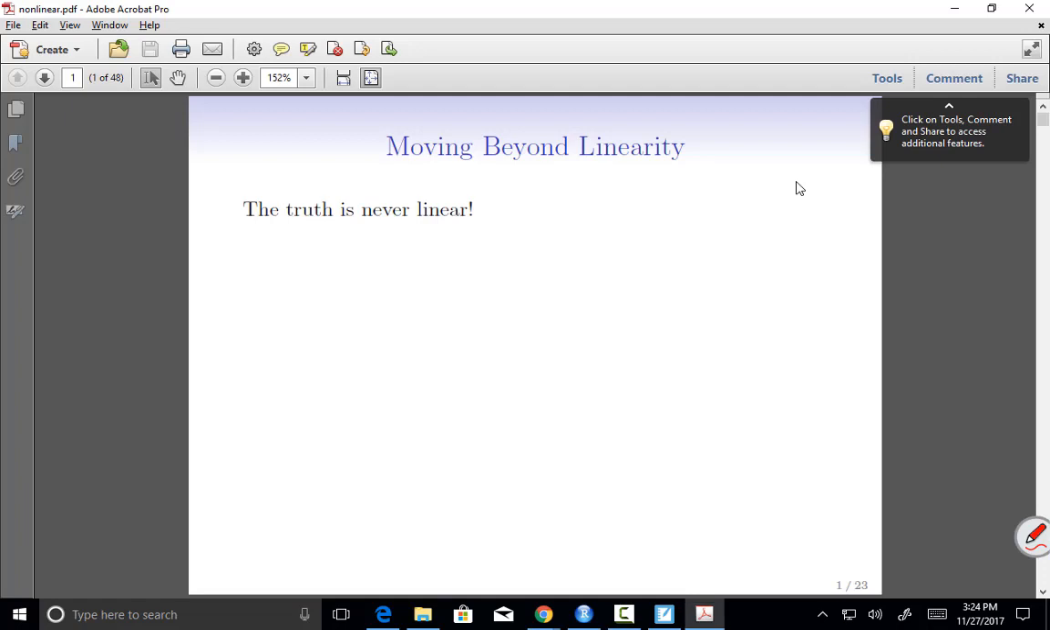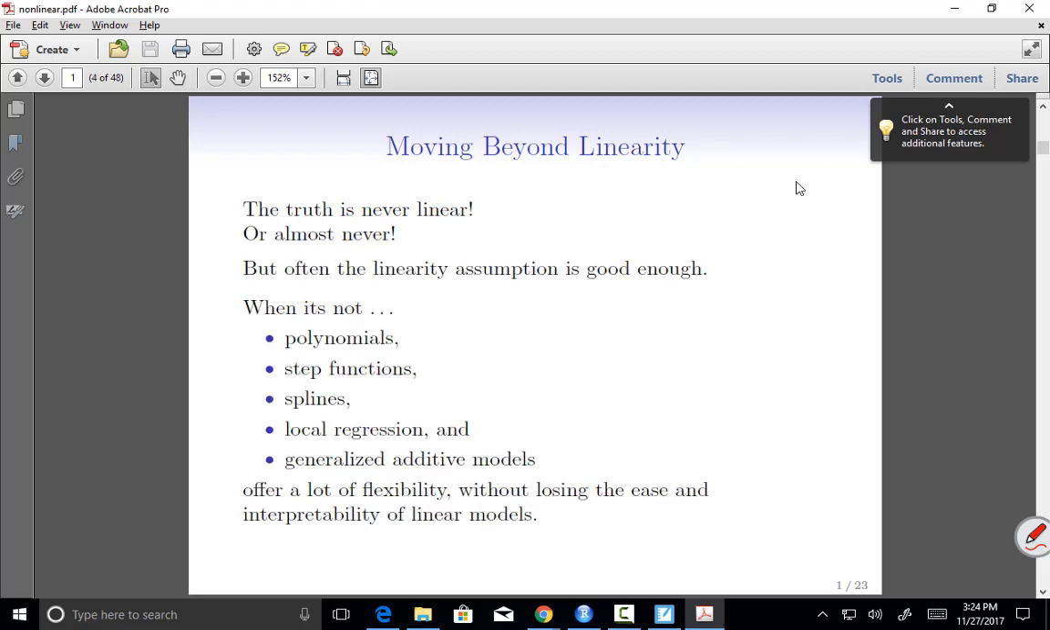Their first slide says, the truth is never linear. What they mean by that is a linear model is almost certainly a simplified picture of reality. We don't expect that as you increase dosage of a drug by 1 unit, you necessarily change the response by some particular consistent number. But linear models are often close enough to give us insight.